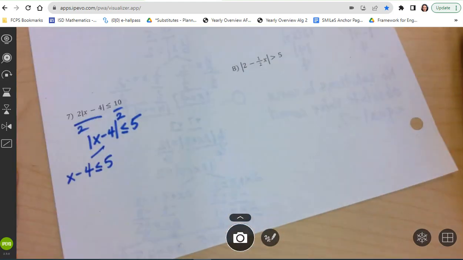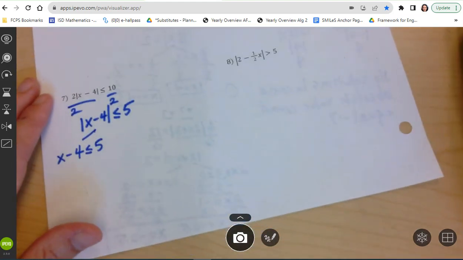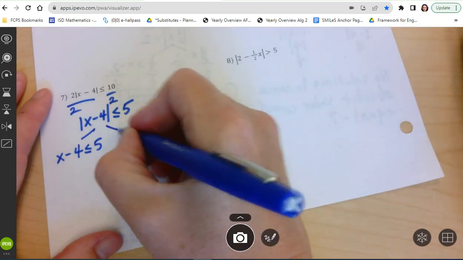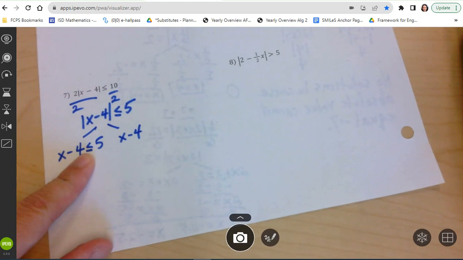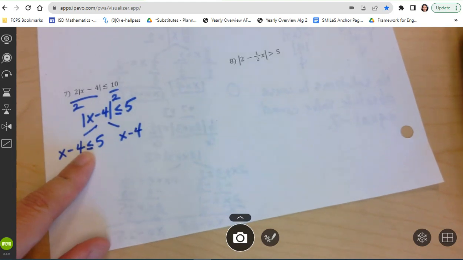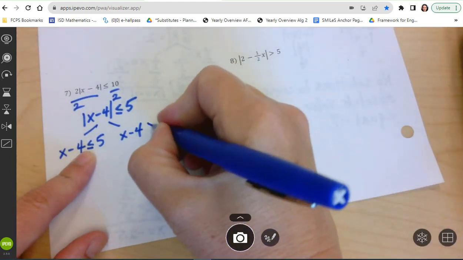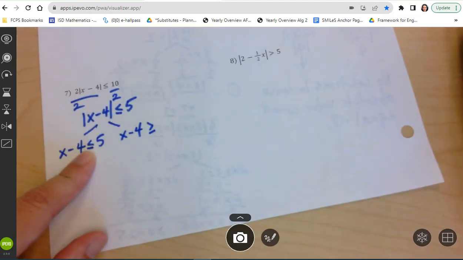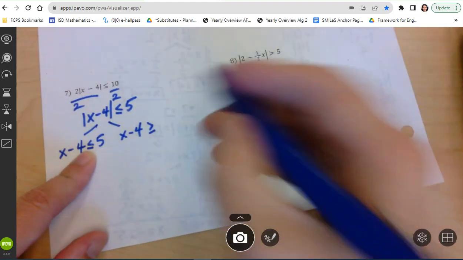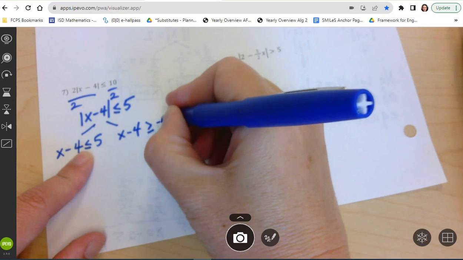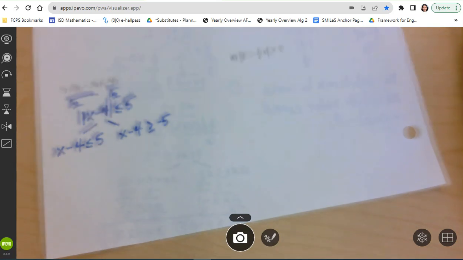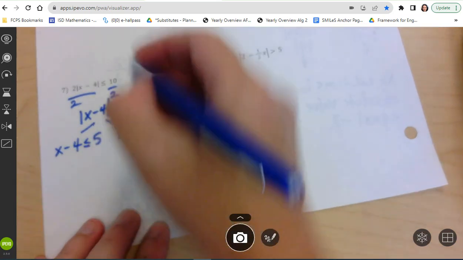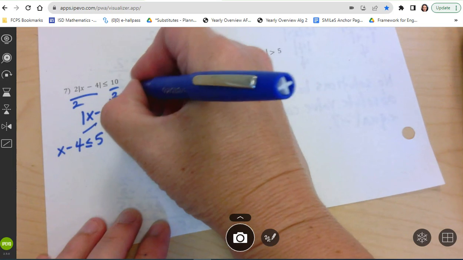That's exactly what we had before. We just dropped the absolute value. The other one, x minus 4, the less than or equal to changes to what? Greater or equal to, and the 5 changes to negative 5. Now, there's an extra step in here too. I'm going to try to talk to you real quick about why there's an extra step. So, when you're solving and you have your absolute value by itself, this here is a less than.